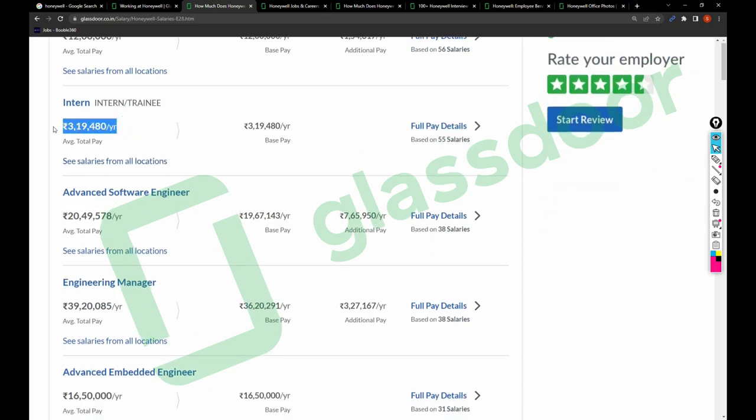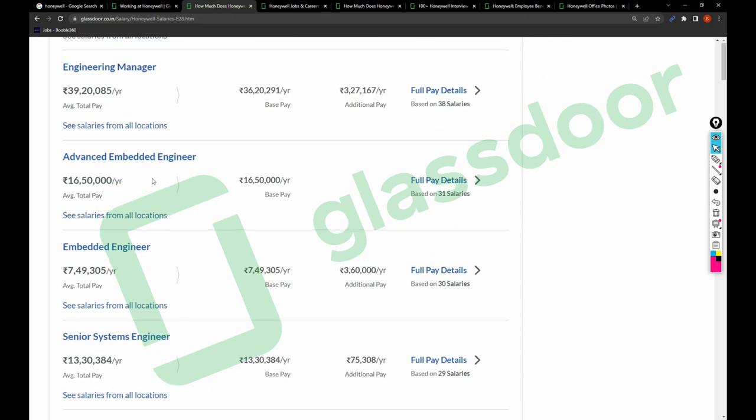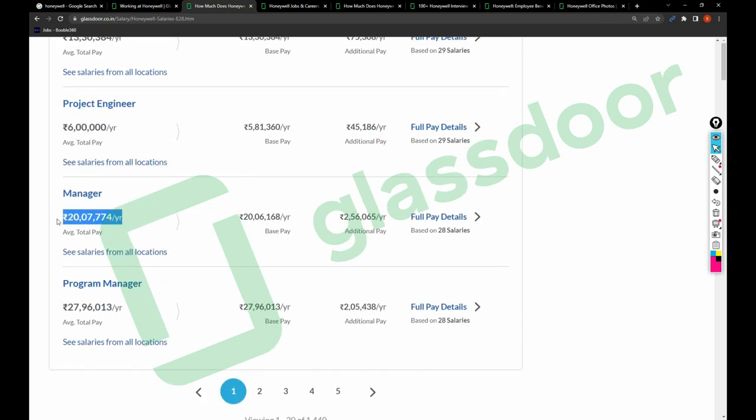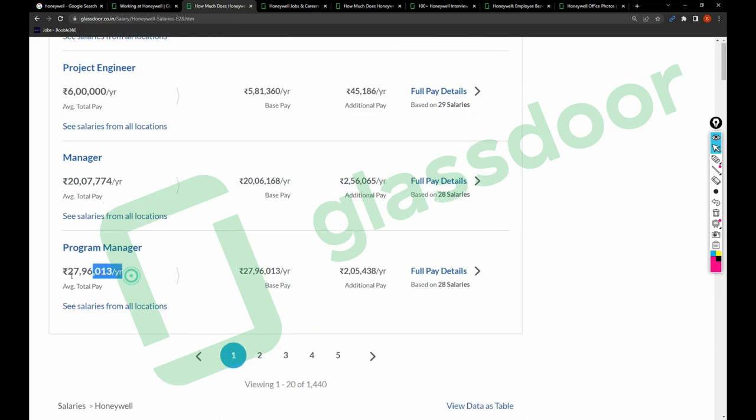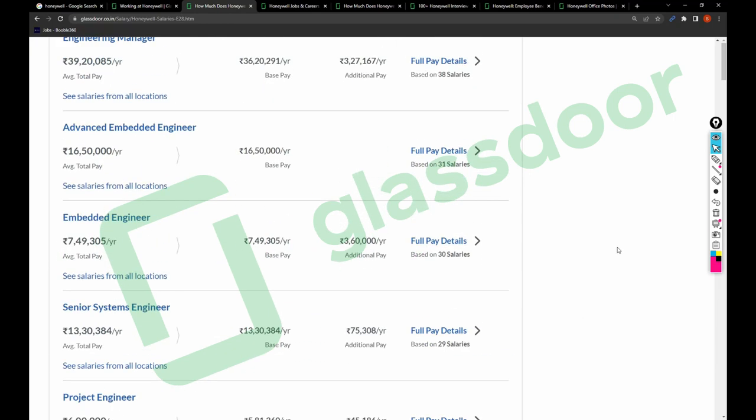Intern salary is around 3 lakh 20 thousand. Advanced embedded engineer, 16 lakh 50 thousand. And manager, 20 lakh 7 thousand plus 2 lakh bonus, 22 lakh. And program manager, 28 plus 2 lakh, 30 lakh package for program manager. So these are the salaries, friends.